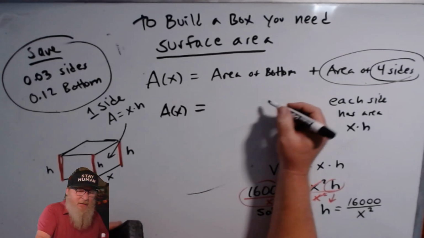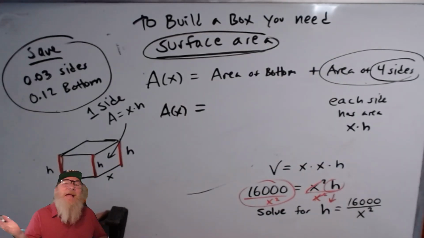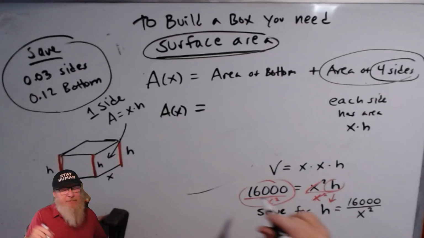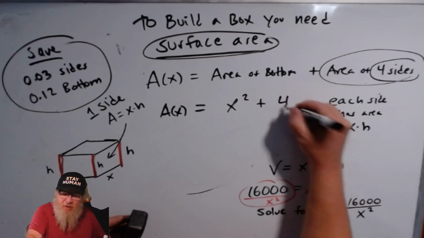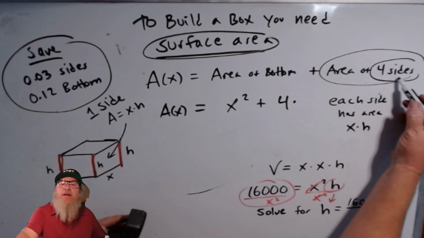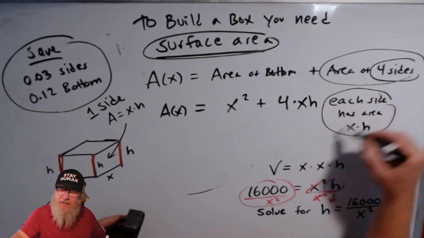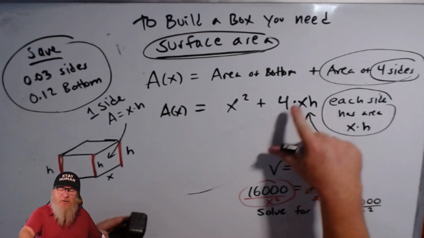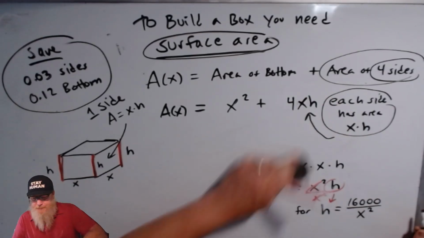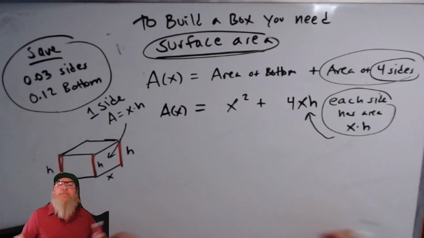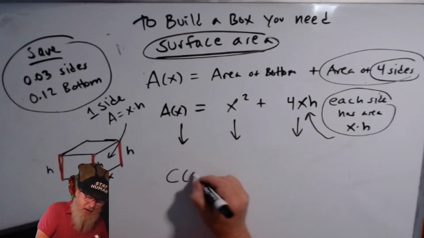All right, so we got the area of the bottom. Sometimes people use the letter S for surface area, or SA. I'm just using A. Okay. Area of the bottom, which is x squared, plus 4 times the area of each side, 4xh. Because the area of each side is xh. And I don't really need the dot. It's just 4xh. All right. There we go. And now, the cost.